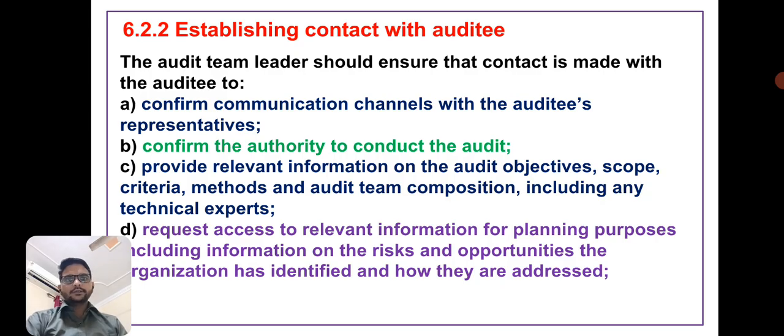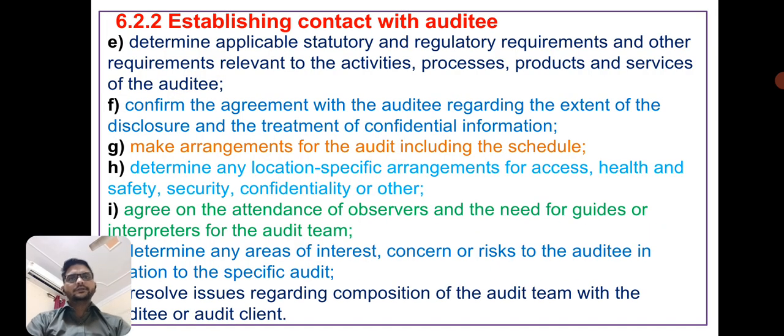Like any technical experts, request access to relevant information for planning purposes, including information on risk and opportunity that the organization has identified. Next is determining the applicable statutory and regulatory requirements, and next is confirming the agreement with the auditee regarding the extent of the disclosure and treatment of confidential information, making arrangements for the audit including the schedules, determining any location-specific arrangements for access, health and safety, security, confidentiality or others, agreeing on attendance of observers and the need for guides and interpreters for the auditee, and determining any areas of interest, concern or risk to the auditee.